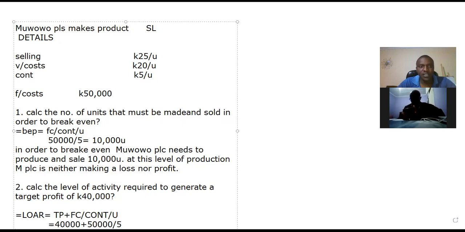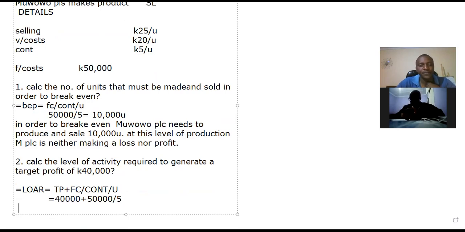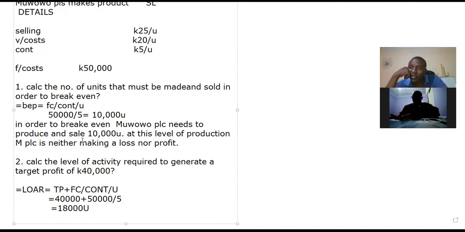So, guys, who wants to tell us the solution? What is the level of activity required to achieve that target profit? 18,000 units. Guys, because I'm such a very nice man, I'm going to tell you this. If you get that number there, you still get 1 mark out of 3 marks. What gives marks is a comment.